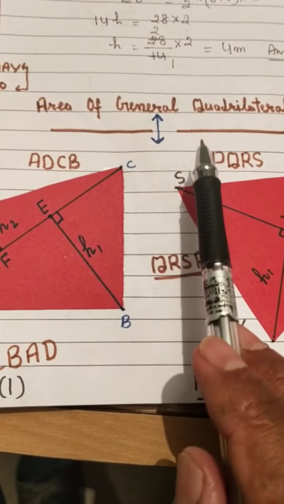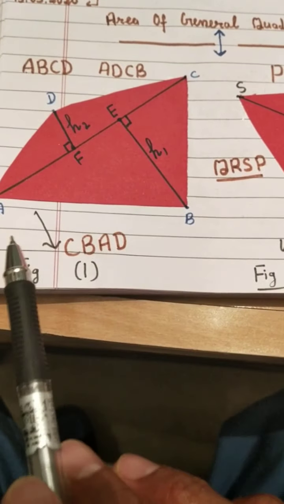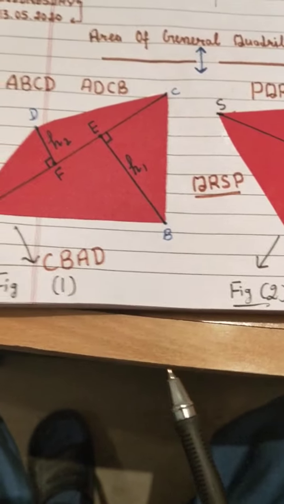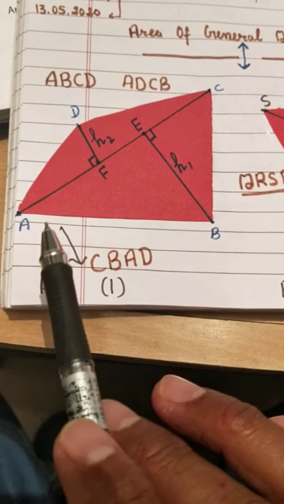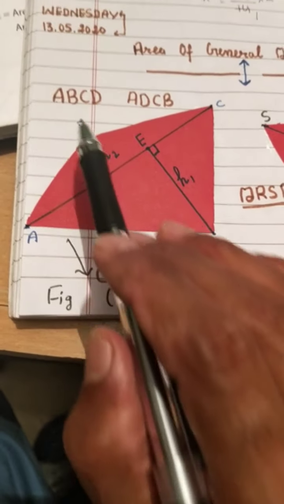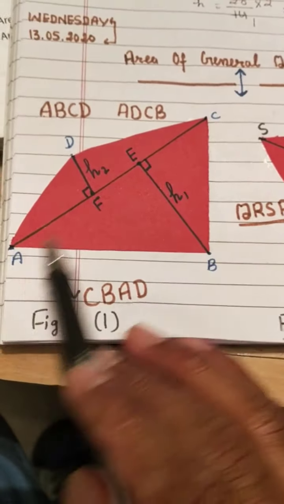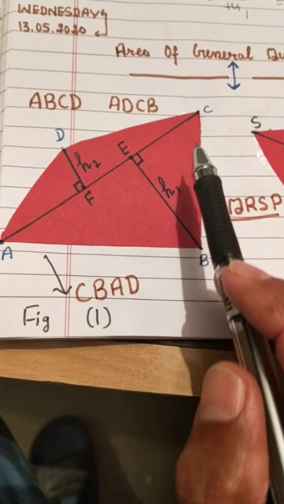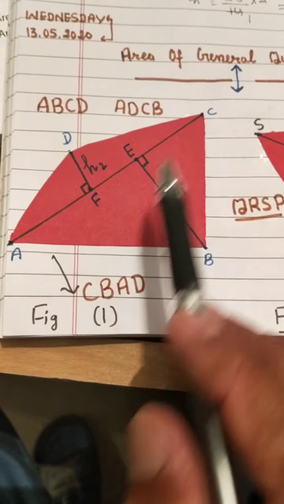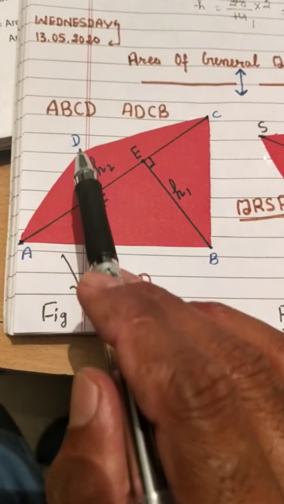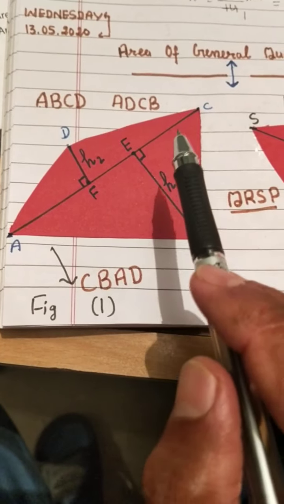Area of general quadrilateral. So first, ABCD is your quadrilateral. Find the area of this quadrilateral. To find the area of a quadrilateral, we first draw a diagonal. If your quadrilateral is ABCD, then draw a diagonal. What is a diagonal? It is a line segment joining two non-consecutive vertices. Non-consecutive means AB and AD are consecutive vertices, but AC is not consecutive.